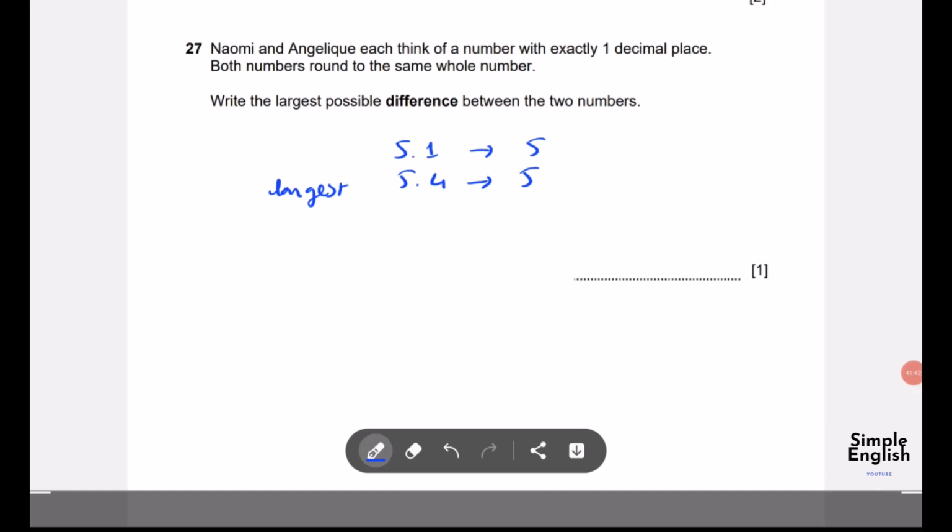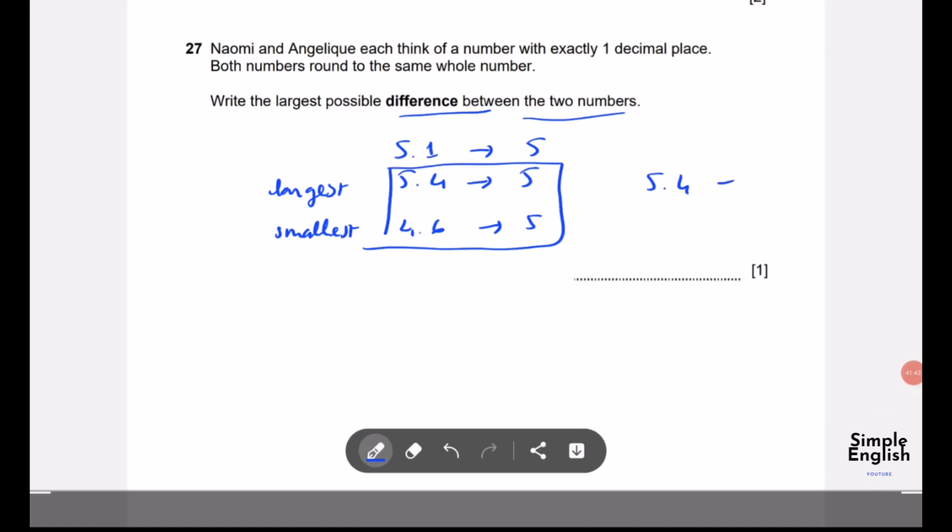And that's why we need to find the smallest one that can be rounded to 5 too. So that must be 4.6, right? 4.6 can be rounded to 5 too. And then we find the largest possible difference between the 2 numbers. This means the difference, so this is easy, right? 5.4 minus 4.6, and that must be 0.9.